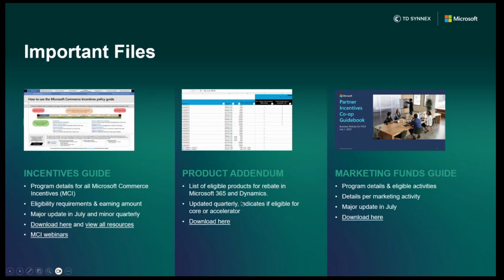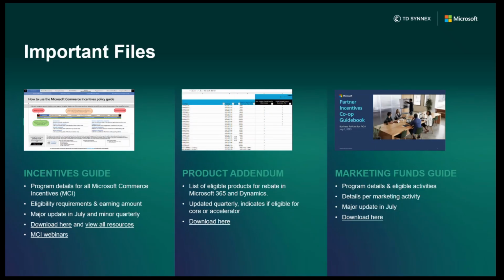The next important document you want is the product addendum, this one. Microsoft updates this generally quarterly, but it can be even more often than that. This is basically an Excel file that will show you exactly what SKUs you are eligible for when it comes to M365 and Dynamics. It'll show which ones are considered core, which ones are considered strategic, and the growth accelerator. The last one was updated November 1st. They will be updating it again.